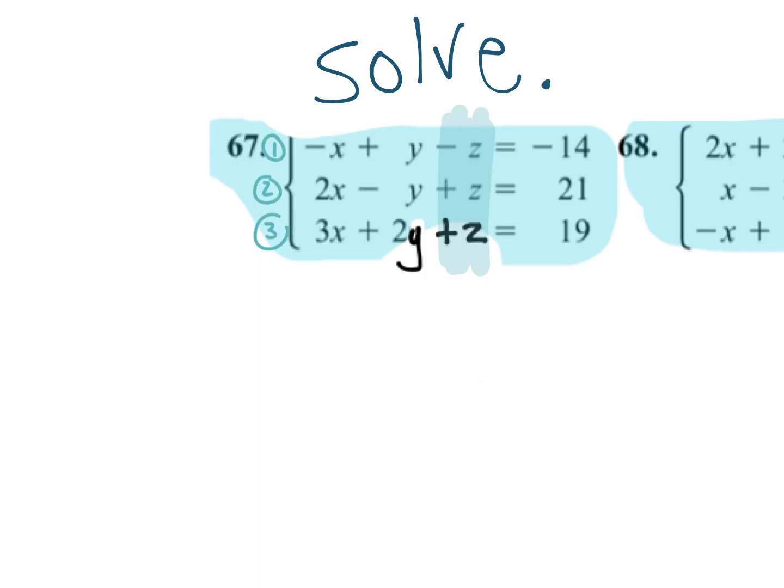So I'm going to label my equations 1, 2, and 3. Which two equations do you want to combine together first? Sure, 1 and 2. There is no wrong answer. So Santi, your answer wasn't wrong by saying to eliminate the X's first, but doing the Z's would be easier. So negative X plus Y minus Z is equal to negative 14. And then 2X minus Y plus Z is equal to 21.